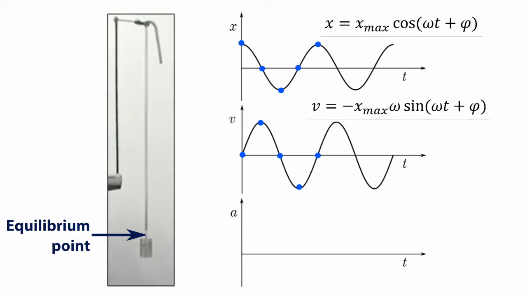Lastly, let's think about the acceleration. Acceleration is defined as the rate of change of velocity. The time when velocity is changing the fastest is when there is maximum acceleration. Remember that velocity has both a magnitude and direction. It is actually when the mass is changing direction that the velocity changes the fastest. Thus, acceleration is maximum when the mass is furthest from the equilibrium point.